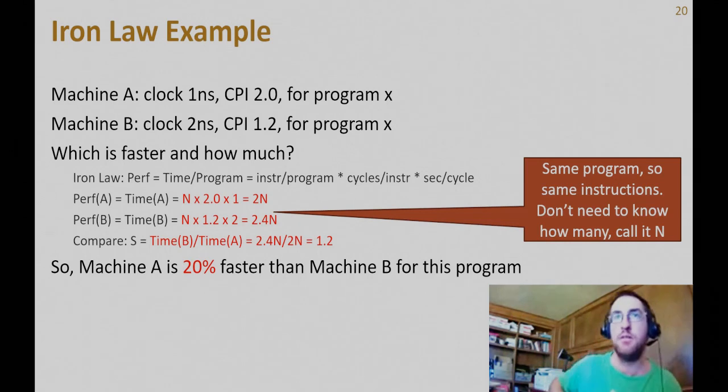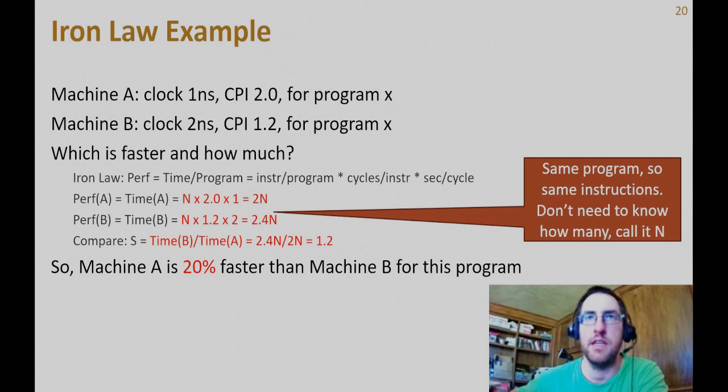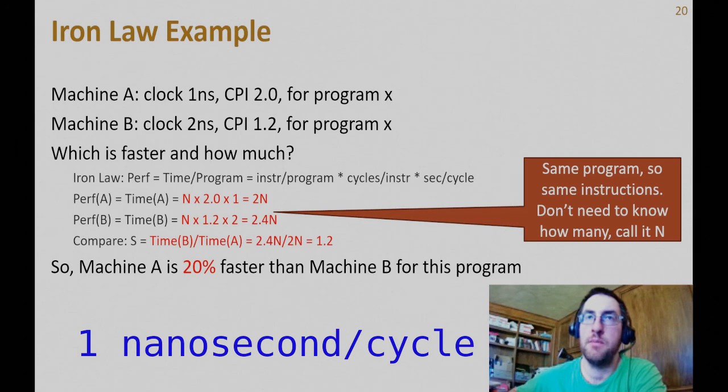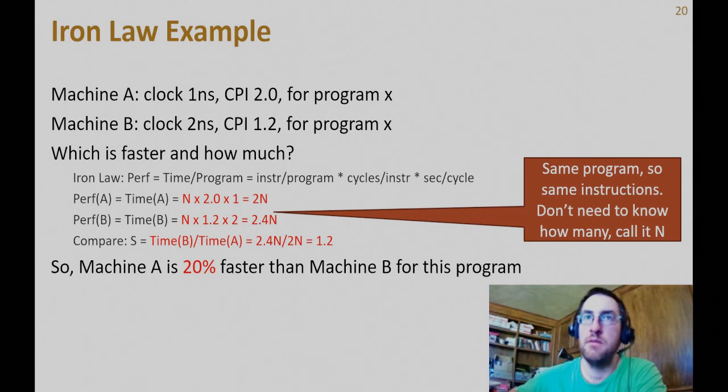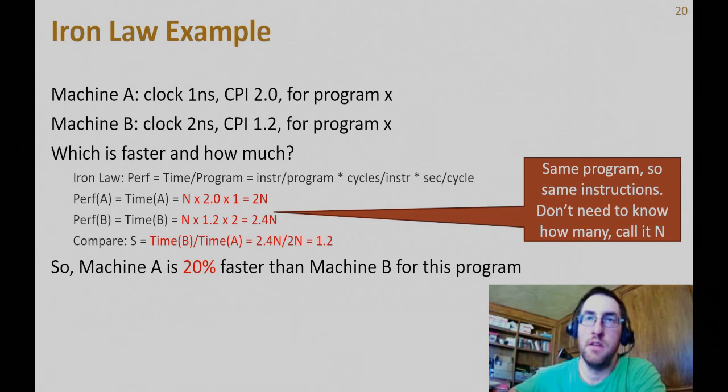Which one's faster? We have to apply our iron law because it does depend on the CPI. How many cycles you can execute in a second is as important as how much work each of those cycles is getting done, right? The time of A is equal to n instructions per program times 2 CPI times 1 nanosecond per cycle, our clock cycle time. So the time of A is 2n. The time of B is n times 1.2 CPI times 2 nanoseconds per cycle, so 2.4n. 2.4 is more than 2, so B is taking longer.